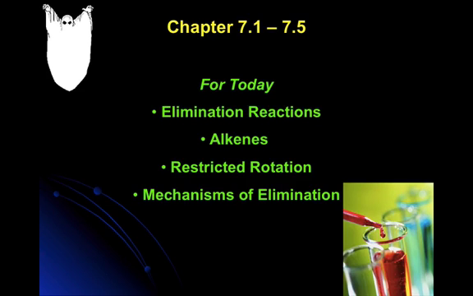So before we get started in Chapter 7 today, I want to quickly review some of the stuff from Chapter 6, right? So we were talking about SN1 and we were talking about SN2 reactions, right? Distinguish those for me, please. What's the difference between an SN1 and an SN2 reaction? All right, so two-step for SN1, one step for SN2. What else?